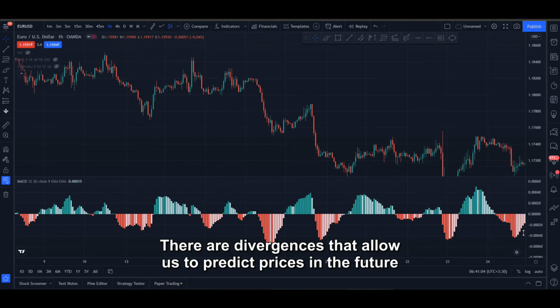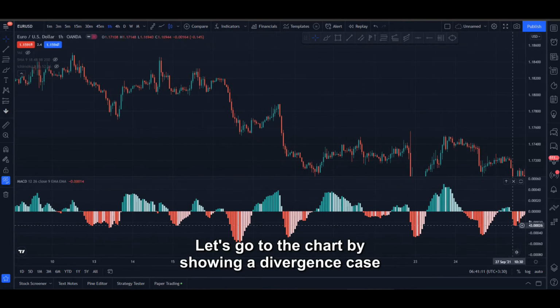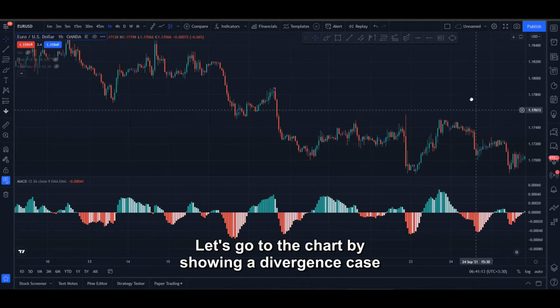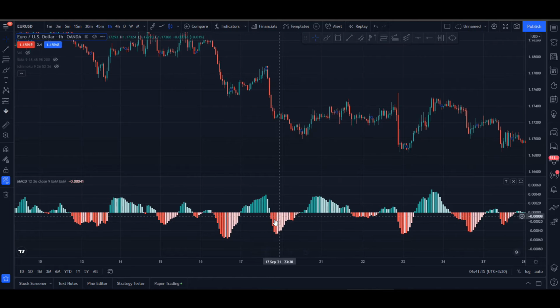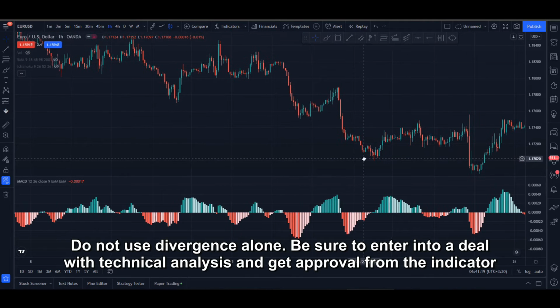You get the signal using the histogram bars. There are divergences that allow us to predict prices in the future. Let's go to the chart by showing a divergence case. Do not use divergence alone, be sure to enter into a deal with technical analysis and get approval from the indicator.